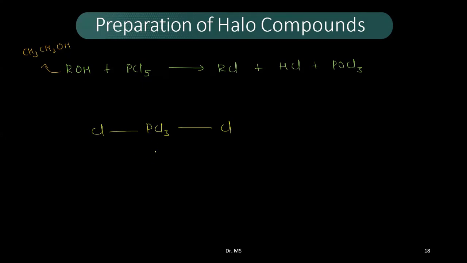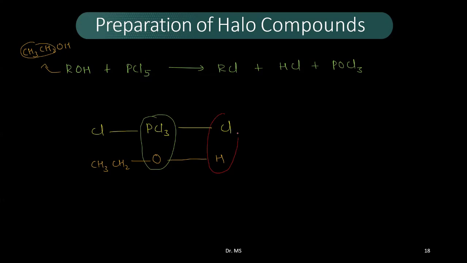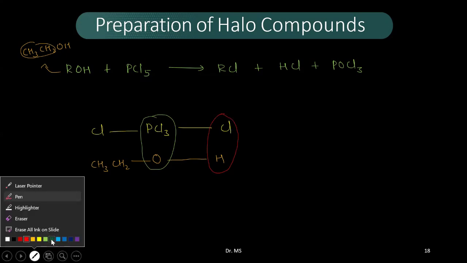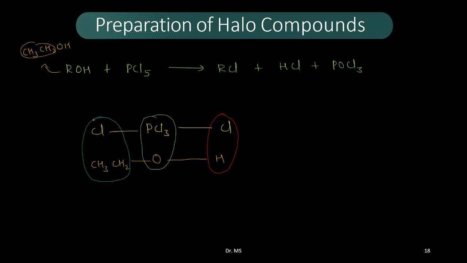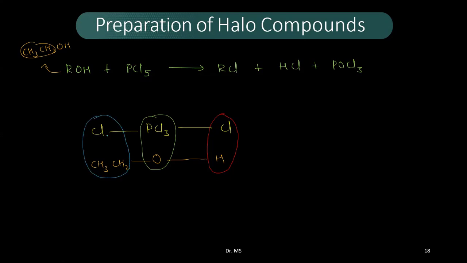Now this PCl3 will try to bond with O, and whatever R group is present here will be bonded with Cl. So CH3, CH2, OH. You know, right? This is OH. The bond will happen between the PCl3 and O. Another bond will happen between the Cl and H. And another bond will happen between the Cl and CH3CH2, which will result in giving CH3CH2Cl.